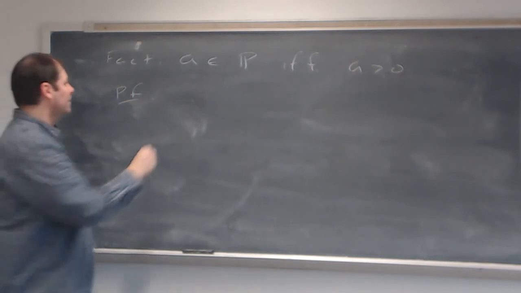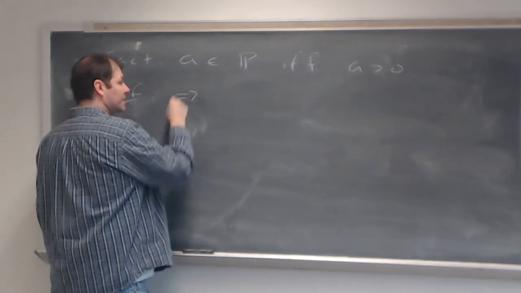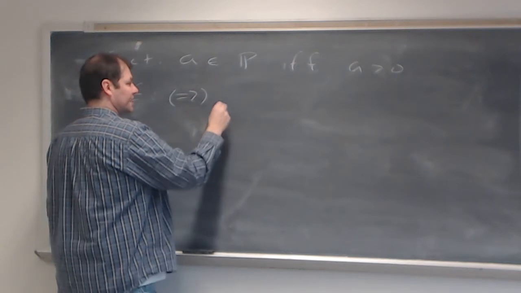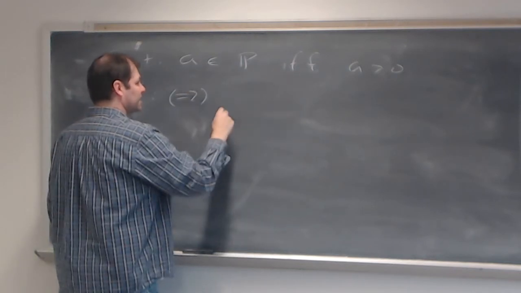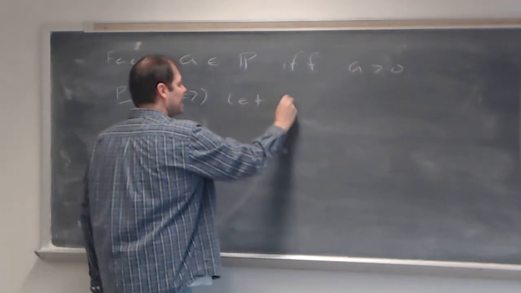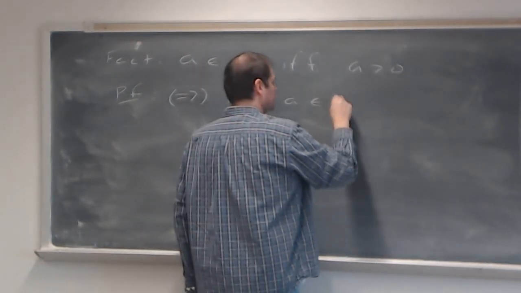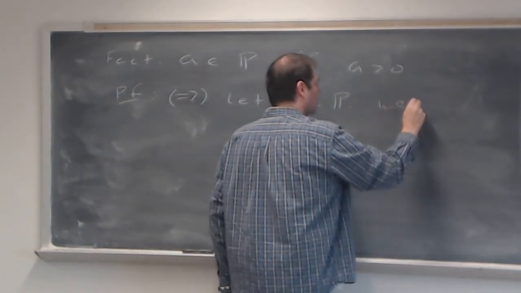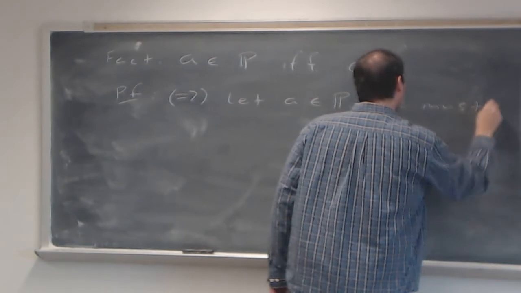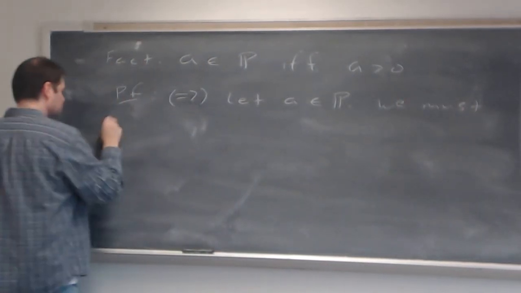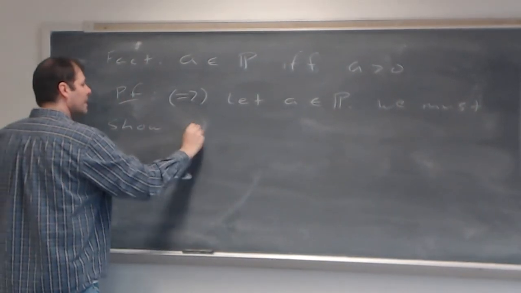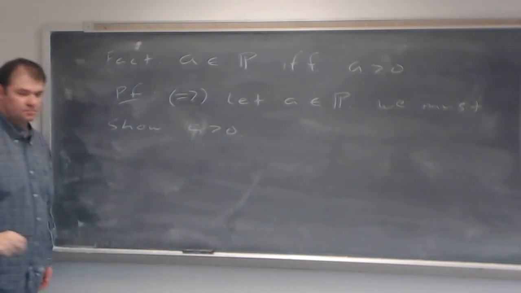You've got to show the forward direction, and this is the way we'll indicate we're going in this direction. What does this direction mean? It means we're assuming the first part, and we've got to show the second statement. So let A be a positive number. We must show A is greater than 0.